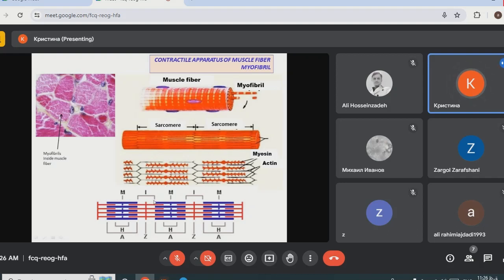If you look at the A band, you see that it consists partly of the area where you have both thick myosin and thin actin myofilaments, and in the very middle you have the area with only thick myosin filaments, and this area inside which you have only thick myosin filaments is called the H zone.